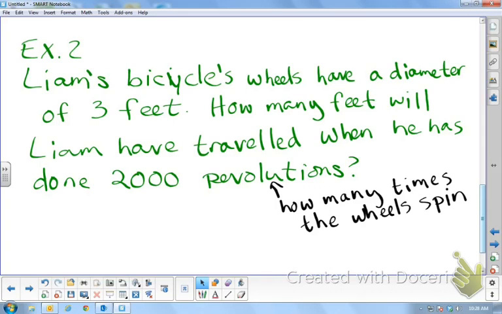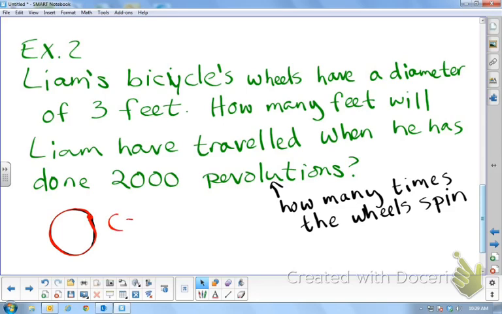So we want to know an actual distance traveled. How would I find how many feet I travel by doing one revolution? We would go find the circumference. If I have a circle and I start at a point, one revolution is all the way around the circle. I just need to find circumference.